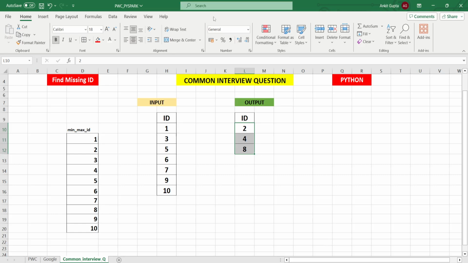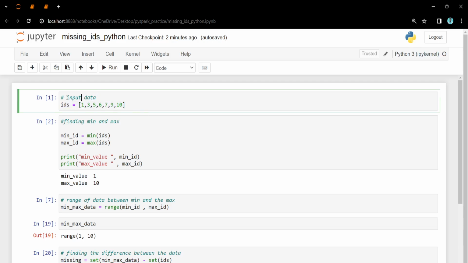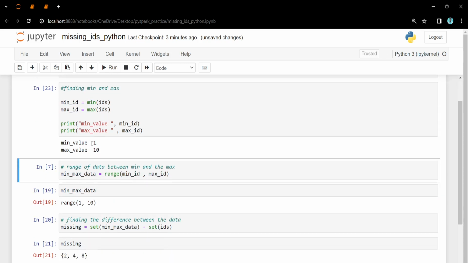In the Jupyter notebook. So here, if you see, this is the input data, right? Let's run this. As I mentioned, we will find the min and the max. The min will be 1, and similarly the max will be 10. Let's run this. So here we have the min and max.